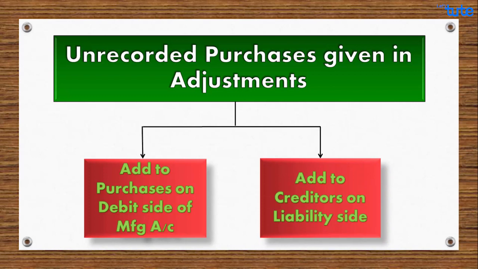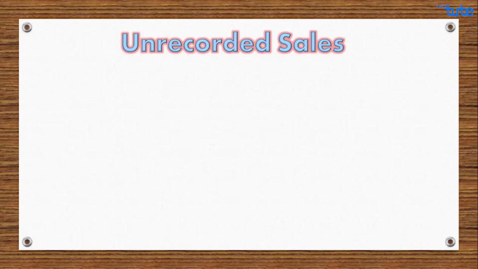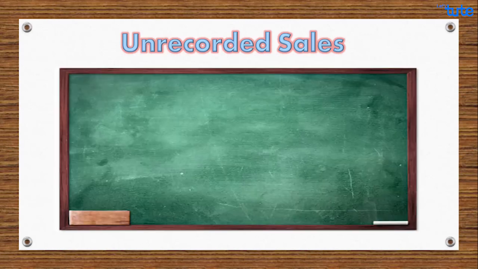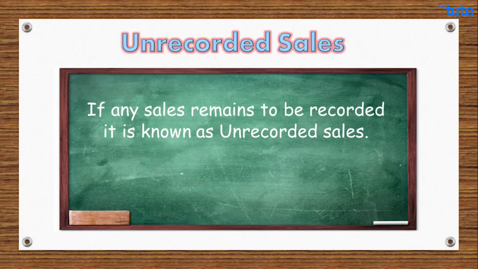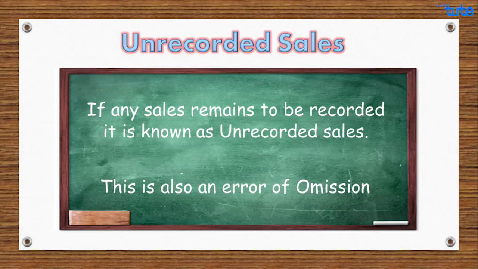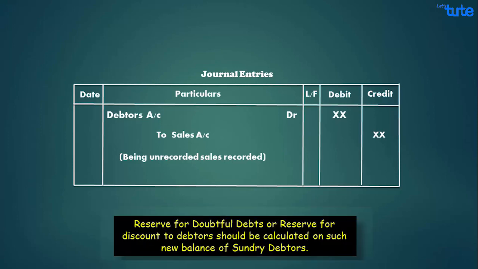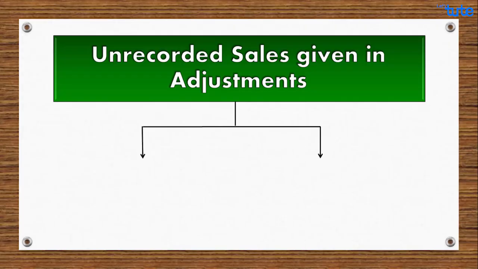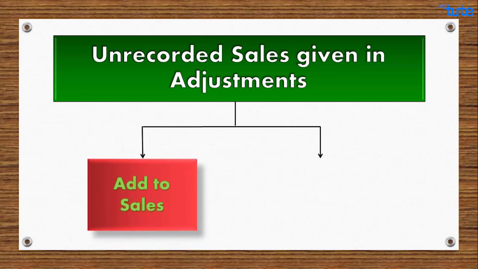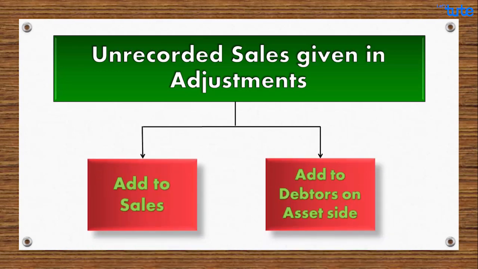And the last adjustment is unrecorded sales. Similar to unrecorded purchases, if any sales remain to be recorded, it is known as unrecorded sales. This is also an error of omission. The entry would be debtors account debit to sales account. Reserve for doubtful debts, that is RDD, or reserve for discount to debtors, that is RFDD, should be calculated on such new balances of sundry debtors as we have discussed in our previous sessions. The two effects are add to sales and add to debtors on asset side of balance sheet.